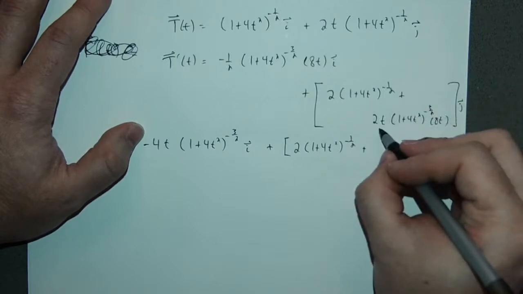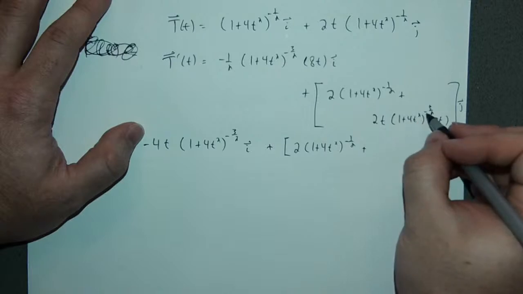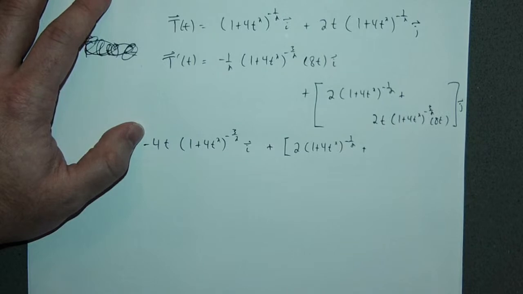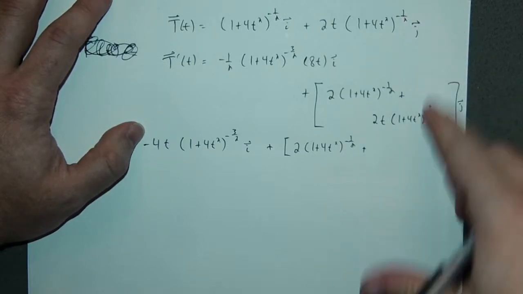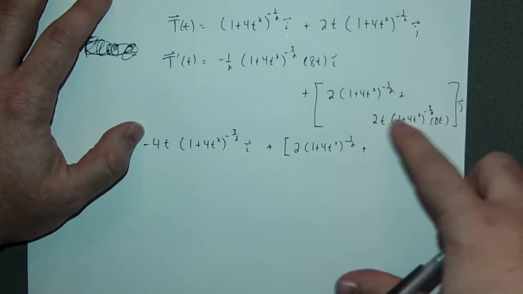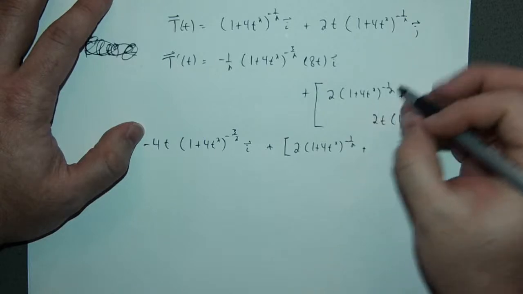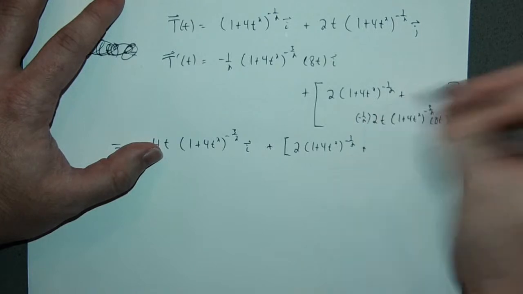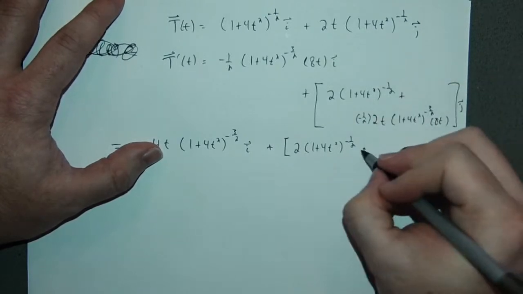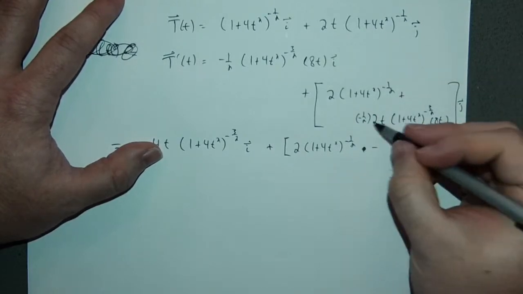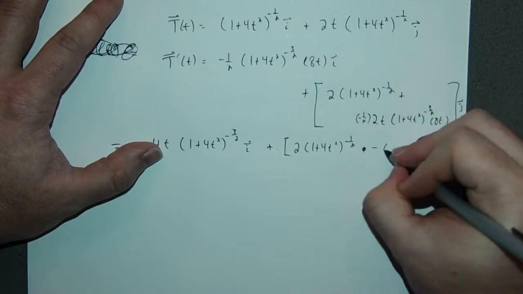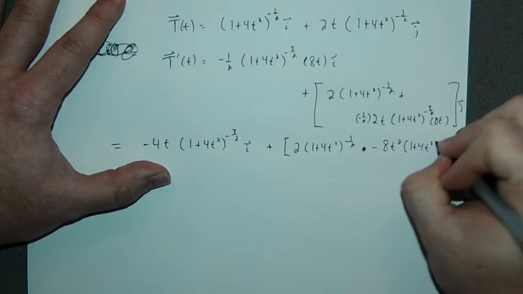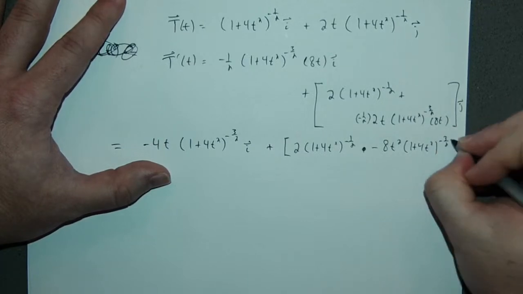There should be an extra minus 1/2 here. When I computed this derivative, there should be a minus 1/2 here somewhere. I'll put it here. Okay, so then this is minus 8t squared times 1 plus 4t squared to the minus 3/2 j.